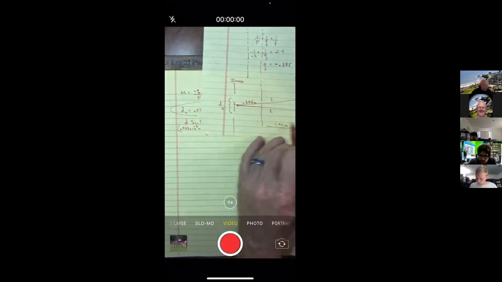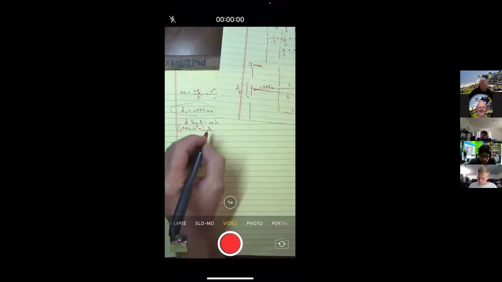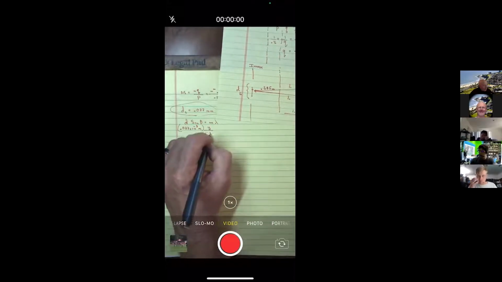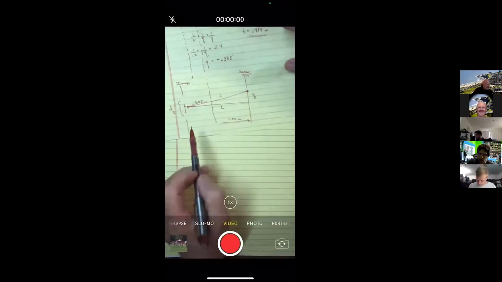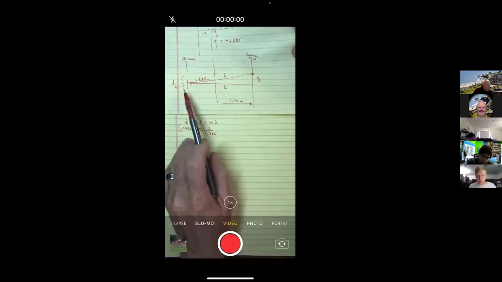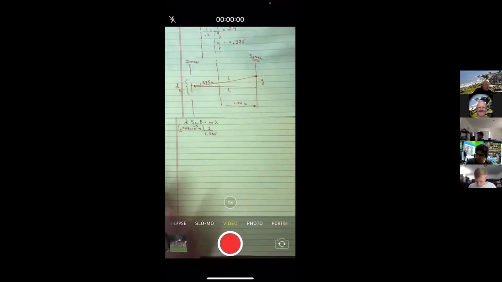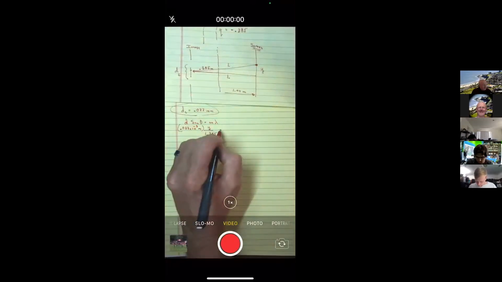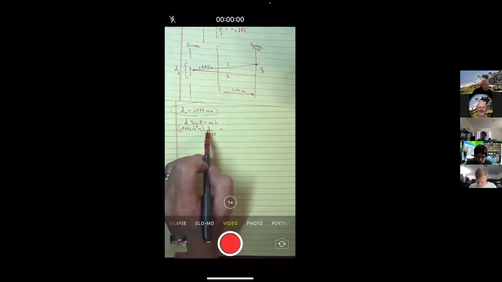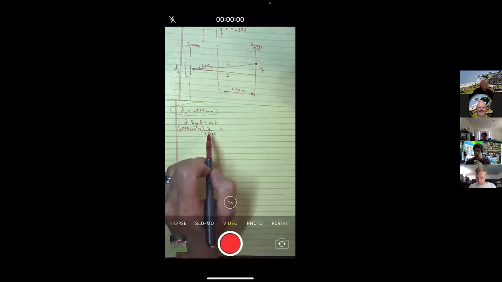And for this case, the L would be the 1.385 meters. That's the distance from the image from the first one going all the way to the screen of the second one. And so that's what we don't know. That's what we're looking for. How far up is it?